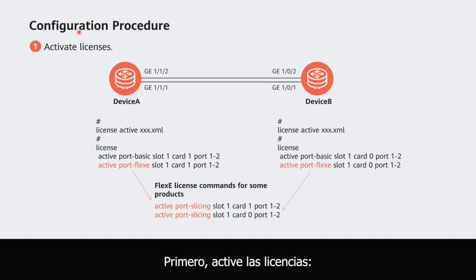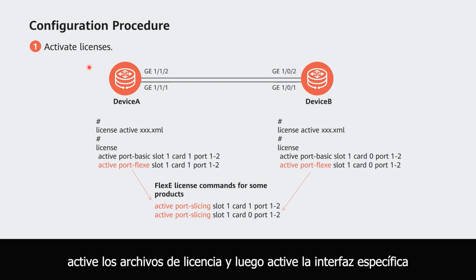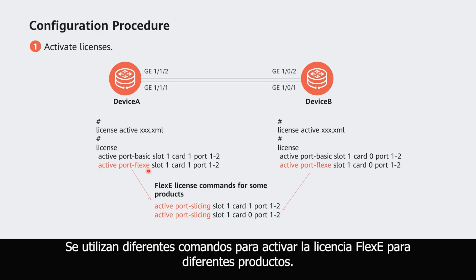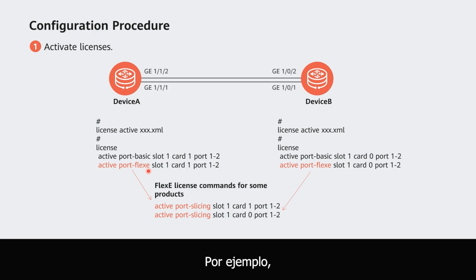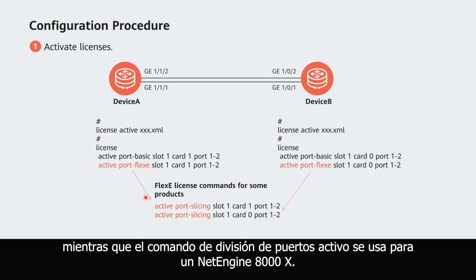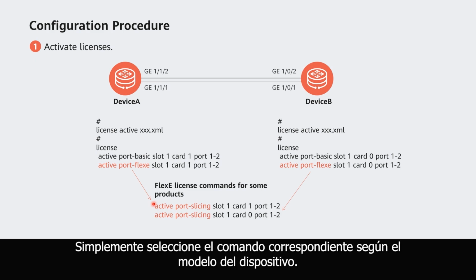First, activate licenses. Activate license files, and then activate the interface-specific basic hardware license and FlexE license. Different commands are used to activate the FlexE license for different products. For example, the active port FlexE command is used for an NE40E, while the active port slicing command is used for a NetEngine 8000X. Simply select the corresponding command based on the device model.